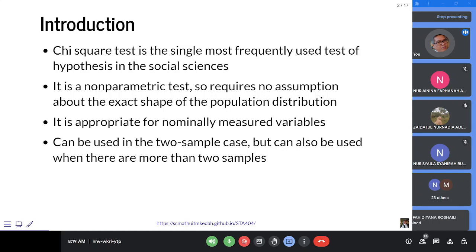So that is the situation for our syllabus. We will not look at the three-way table. We only look into the two-way table only. Two-way table here means there are only two variables involved. And of course, each of the variables has at least 2 levels. So 2 levels means categories within the variable itself.